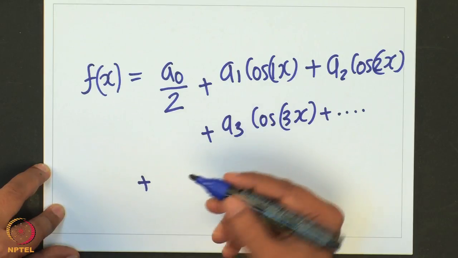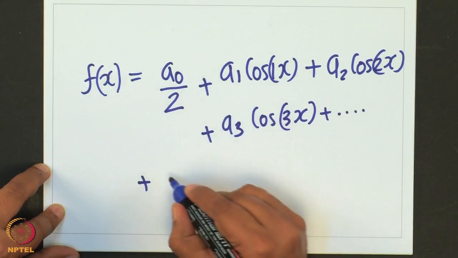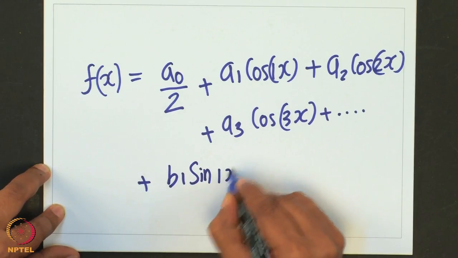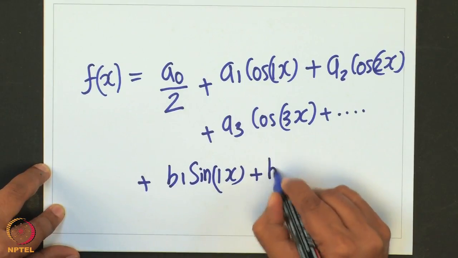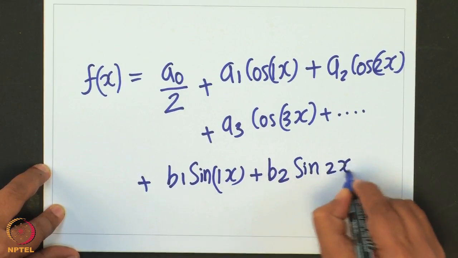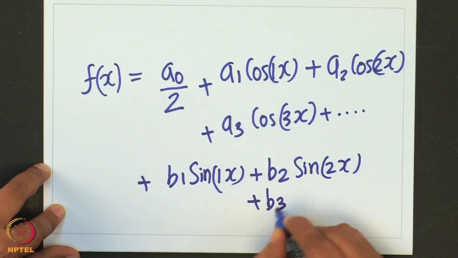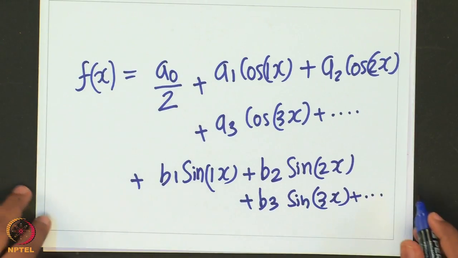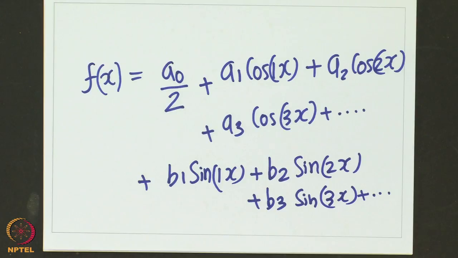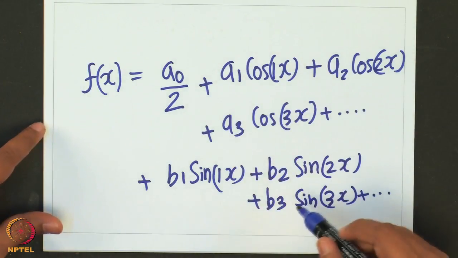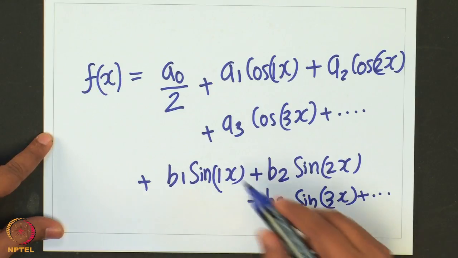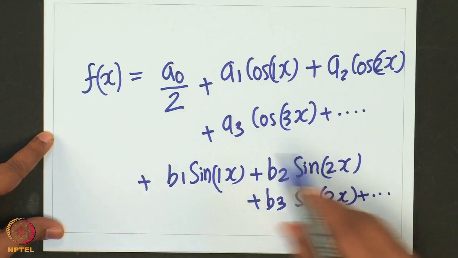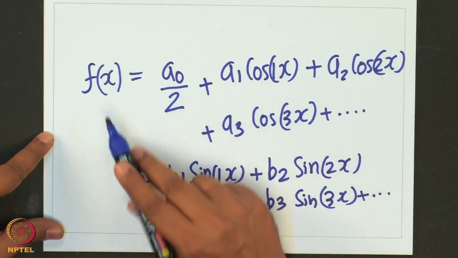Plus I have b0 sin 0x. Since sin 0 is 0, I will not have a b0 term. I will have b1 sin 1x plus b2 sin 2x plus b3 sin 3x plus dot dot dot. So I have basically an infinite series of sines and cosines. I don't know the values of a1, a2, a3, b1, b2, b3, etc. But if I know a0, a1, a2, a3, etc. and b0, b1, b2, b3, etc., I will get a formula for f of x.